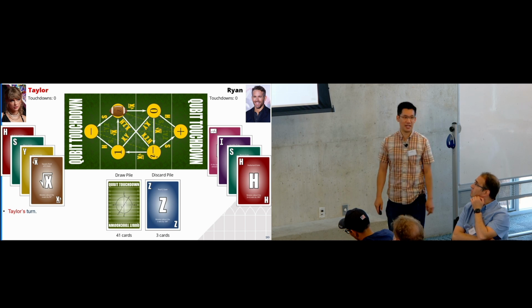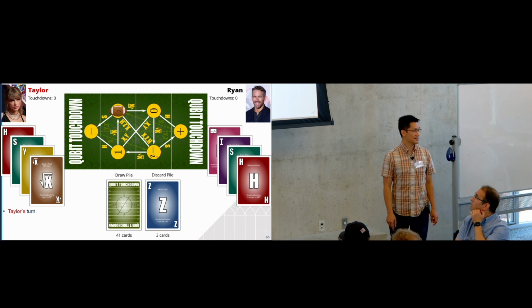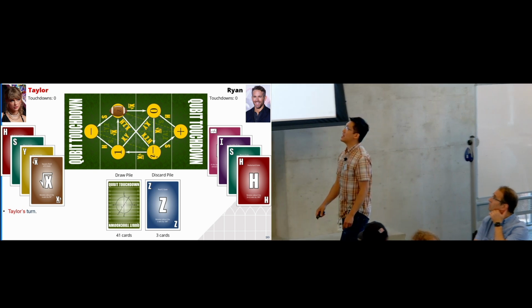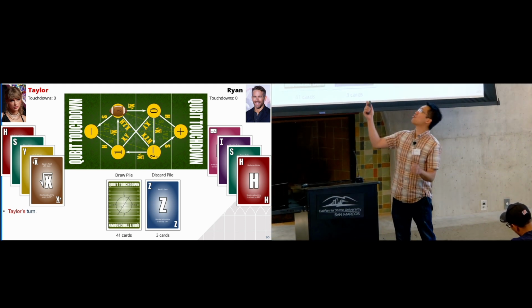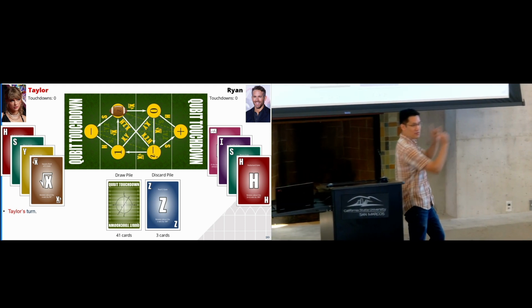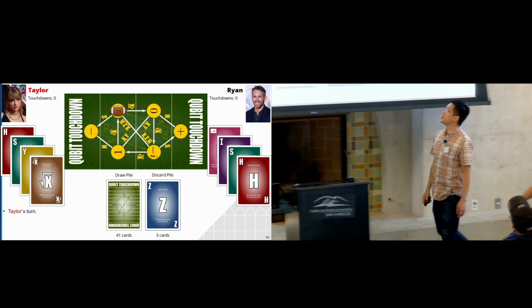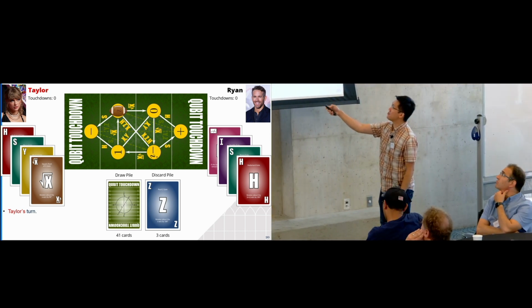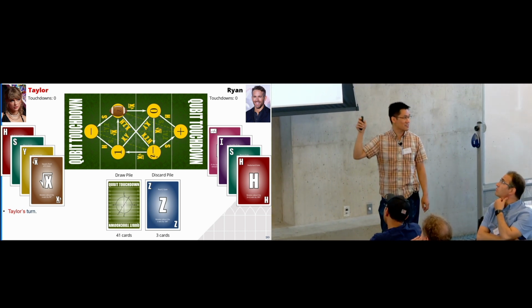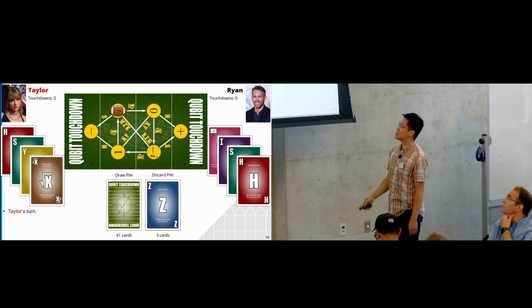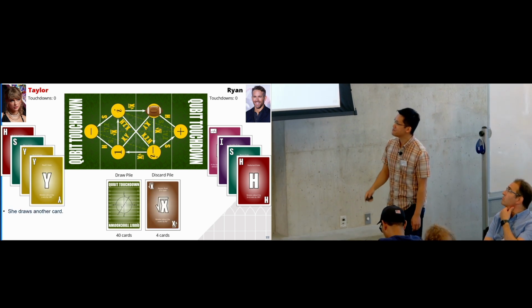What should Taylor play? What would be the best move for her? Square root of X. So she's trying to move the ball, I guess, with square root of X or H. She's trying to move the ball that way, right? You notice to score, you either need an H or an S. So maybe she wants to save the H for an opportunity to score. So she'll play square root of X, draw another card.